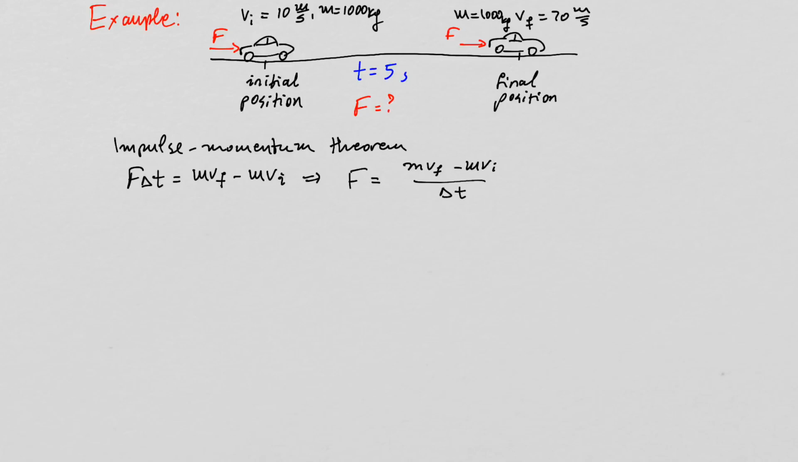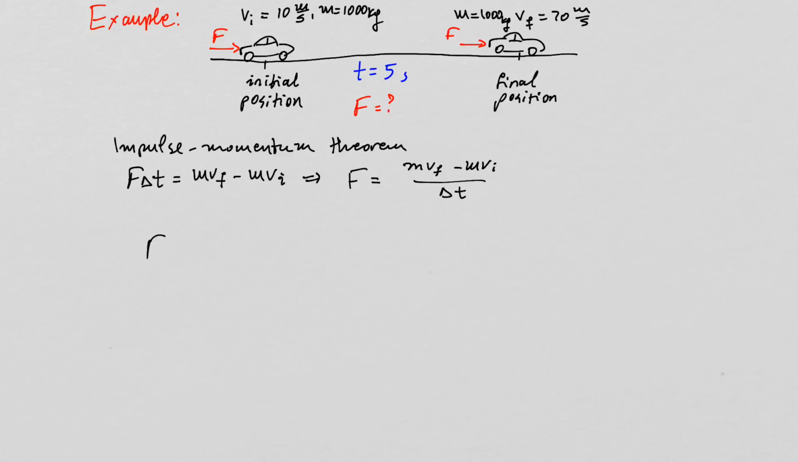Now I know all the quantities on the right-hand side. I know the mass, I know the final and initial velocities, and I know the time. The units for mass and velocity are the units that I want for calculating the values of the momentum at the two positions, so there is no need to do any conversions. So let's then substitute and calculate.